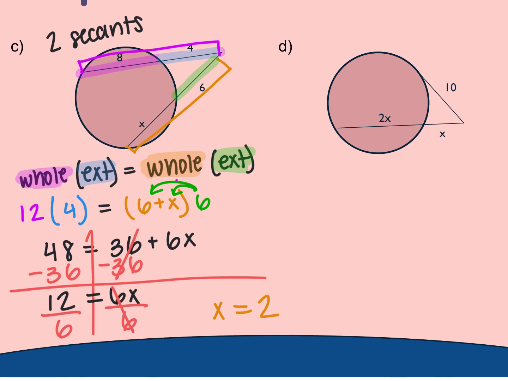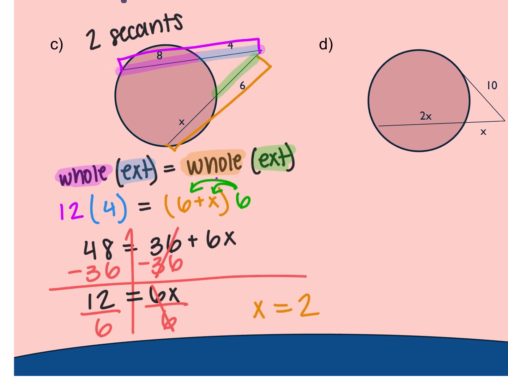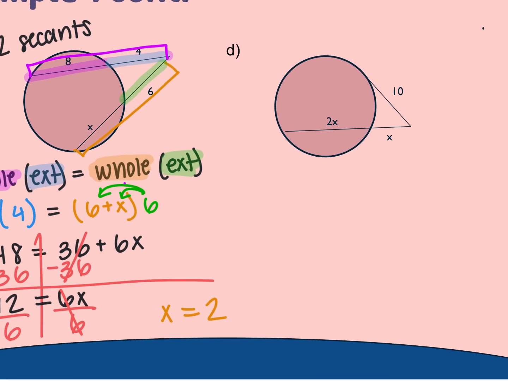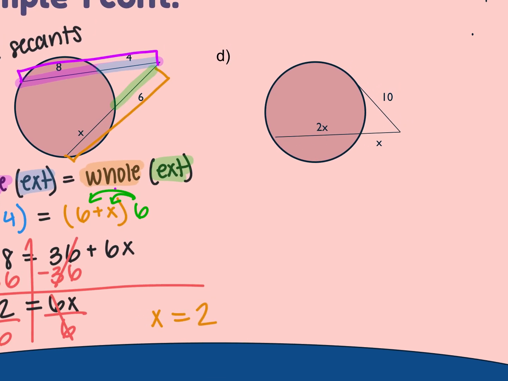Why did you distribute the 6? Because I'm multiplying. So I'm multiplying everything in the parentheses times 6. So if you wanted to write it the other way and say 6 times 6 plus x. Because on this one, when we were multiplying, oh, there's no. You see it? Okay.